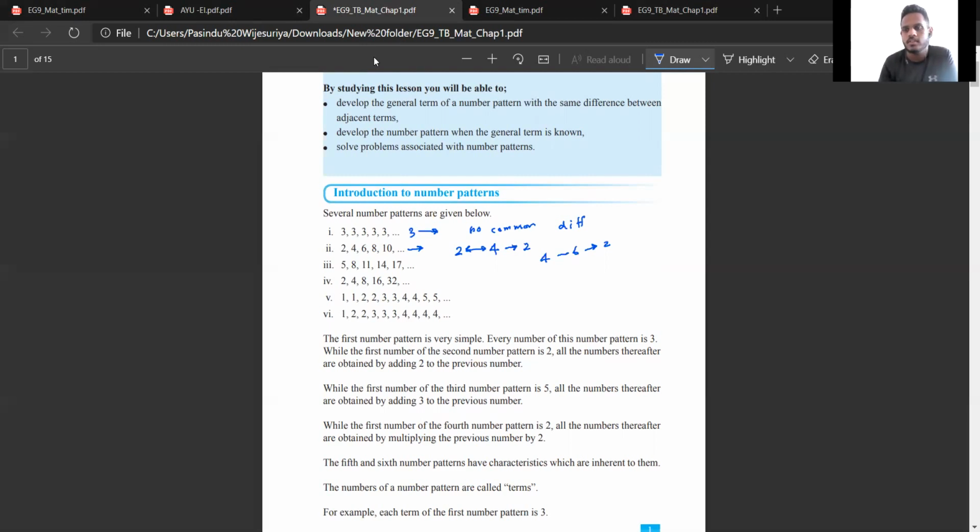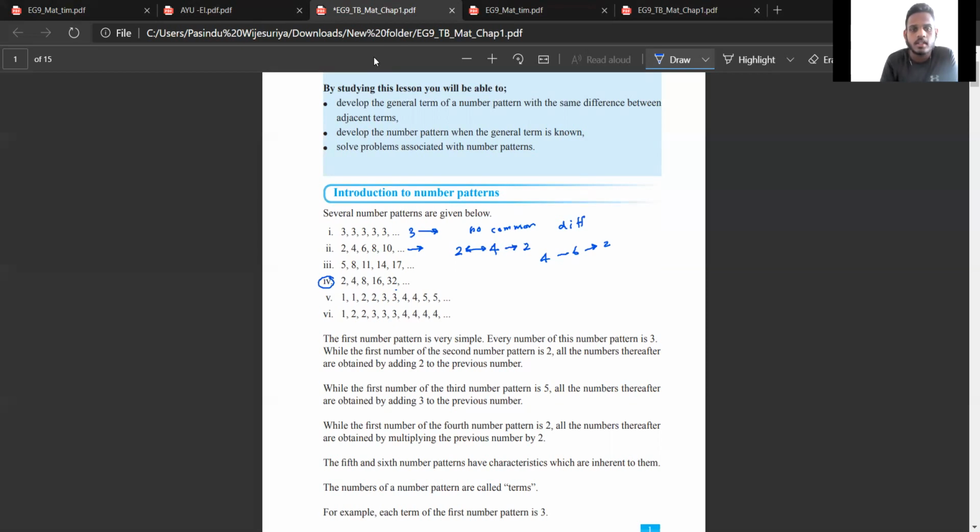This one again, the common difference is 3: 5, 6, 7, 8, 9, 10, 11, 12, 13, 14, 15, 16, 17, 18, 19, 20 will be the next one, then 21, 22, 23. That's how it goes. Then for the fourth one, it's a bit tricky.